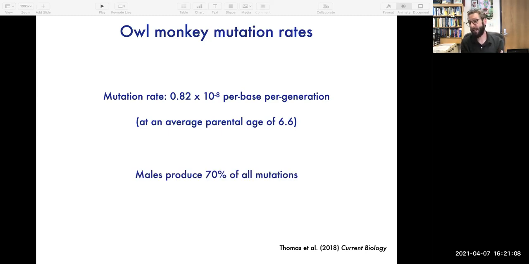And indeed, just as in humans, males produce 70% of all mutations. I didn't go back and show you, but we can also use the F2 individuals to phase mutations, because we can see when they're inherited by an F2 which parent they came from. We can assign them as either the maternal or paternal parent.